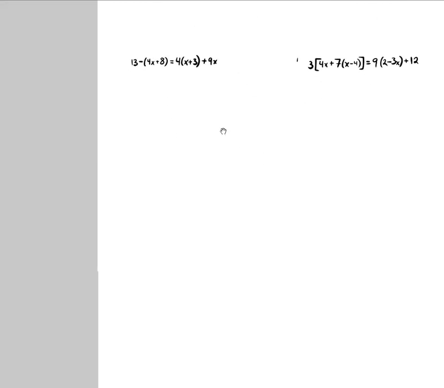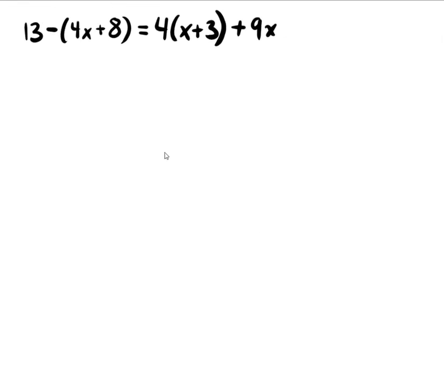All right, so here's your harder problem here. I have this big mama jama. So I have 13 minus 4x plus 8 is equal to 4 times x plus 3 plus 9x. Go ahead and pause the video and try it yourself. Remember, challenging problems make your brain grow. My baby girl said that, and she is right, and I love her.